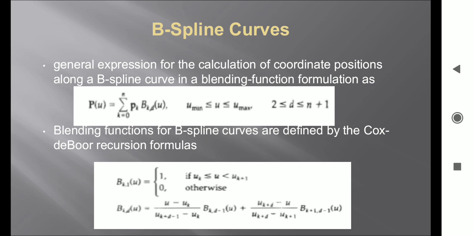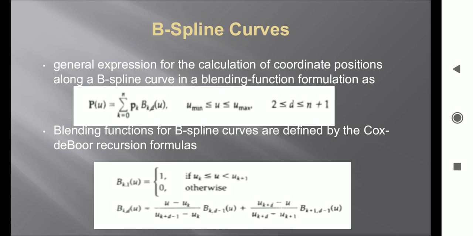B-spline curve. The general expression for the calculation of coordinate positions along a B-spline curve in a blending function formulation is as under: P(u) equal to summation of k equal 0 to n of pk Bk,d(u). It is the subscript Bk,d of u. And what is the value of u? u should be greater or equal to u minimum and u should be less or equal to u maximum. And what is the condition that d applies? d should be greater or equal to 2 and less or equal to n plus 1.